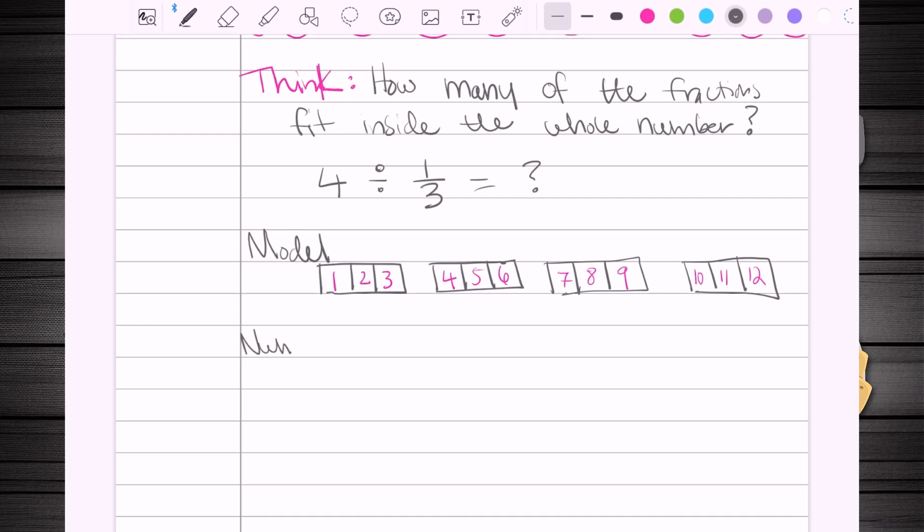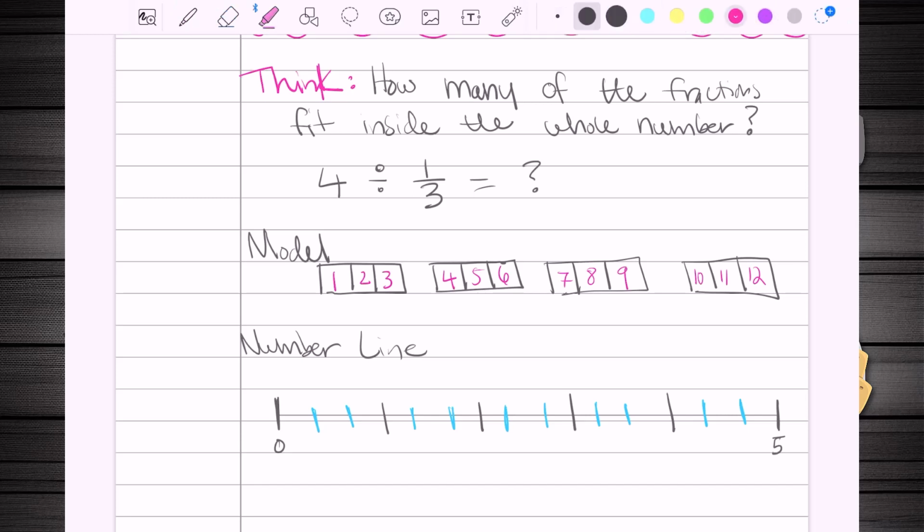Now let's use a number line as well. I'm going to draw a number line across, and we'll start at 0 and we'll go to 5. I'm going to divide my number line into 5. Even though I start with 4, I usually like to go one whole number past what I'm working with. So we're going to divide all of these into thirds, which means we're dividing by 3.